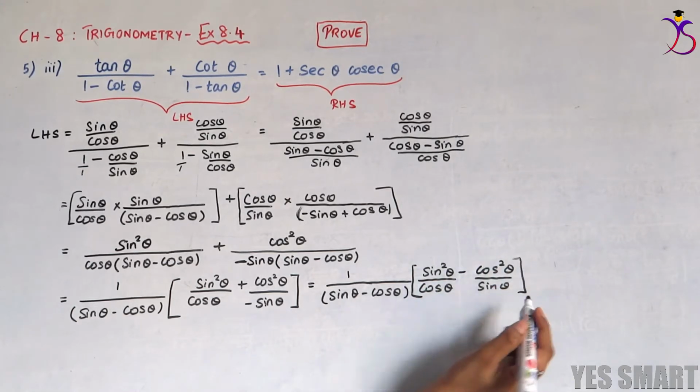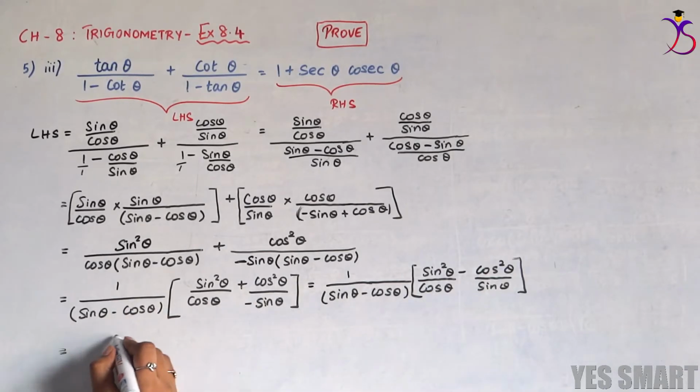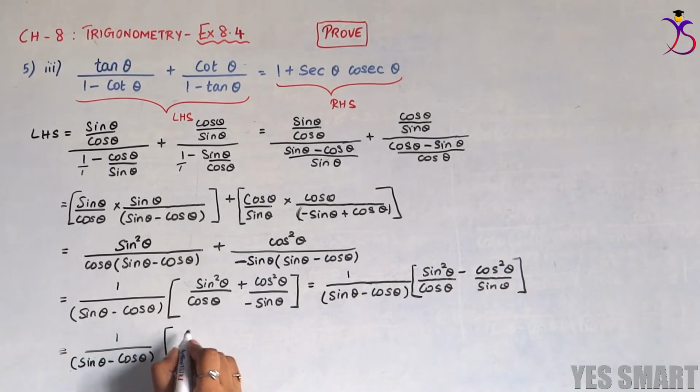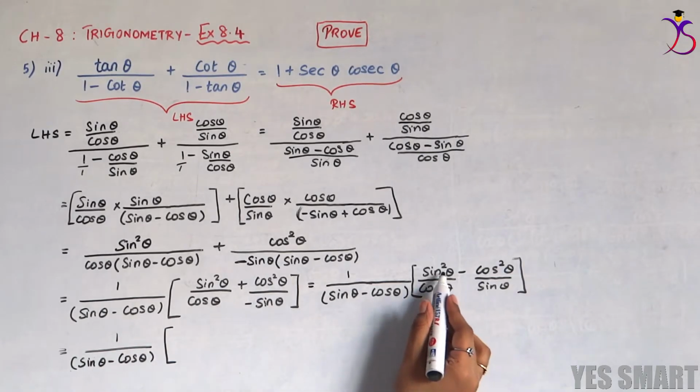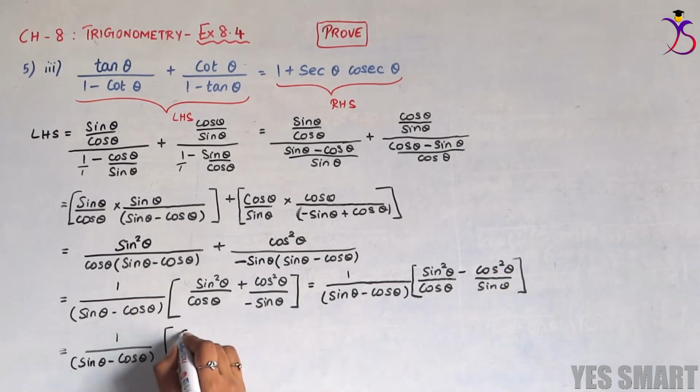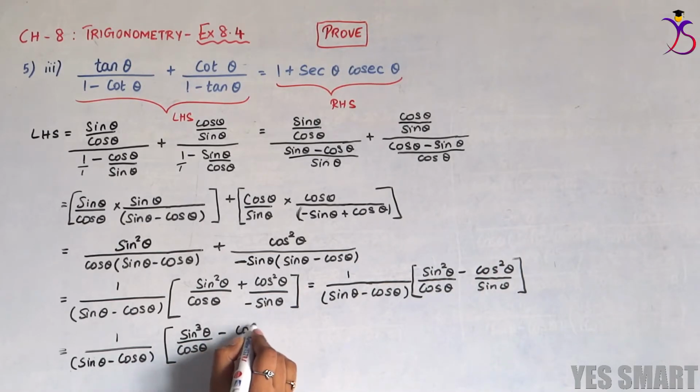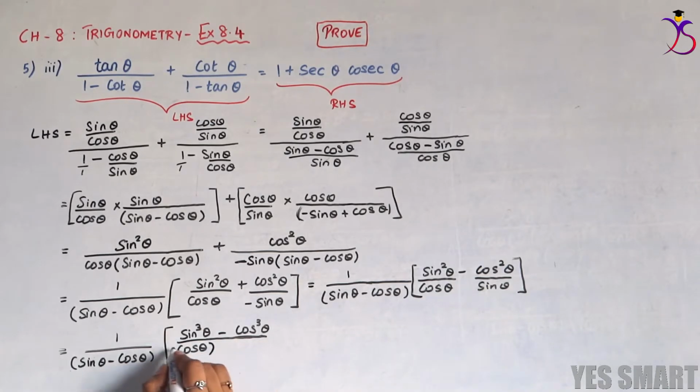The LCM is cos theta sin theta. Therefore the first fraction will be multiplied by sin theta. Hence sin square theta into sin theta gives us sin cube theta, divided by cos theta, minus cos square theta into cos theta is cos cube theta. The denominator is common, sin theta cos theta. We are taking the LCM for these two fractions. We will have sin theta cos theta.